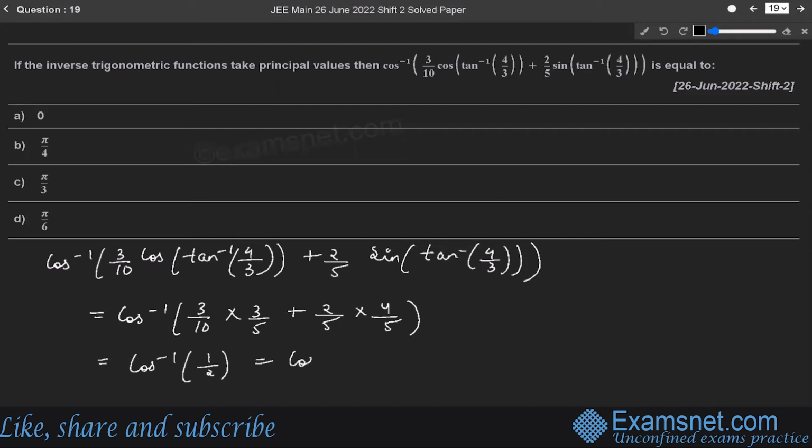So it will be equal to cos inverse cos pi by 3. So again, this will be equal to pi by 3. So we can say that the correct option for this question is option number C, which is pi by 3.